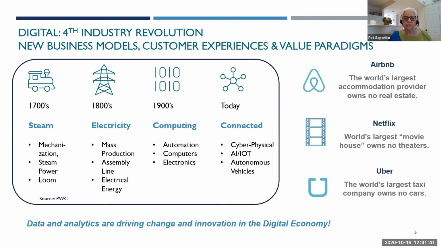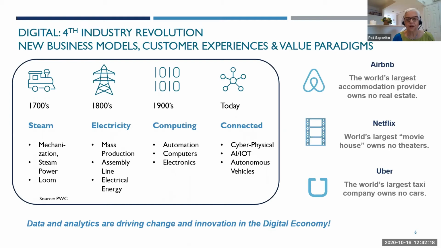So we're in the fourth industrial revolution with the digital era, if you will. And you can see we've been through four. We're in the fourth phase here. In the 1700s, it was the steam revolution, if you will. It was all about mechanization, about steam power, and the looming technology, all pun intended here, was the loom, right? In the 1800s, it was all about electricity. Think about Tesla, right? Think about Edison. Mass production, think about Ford, right?